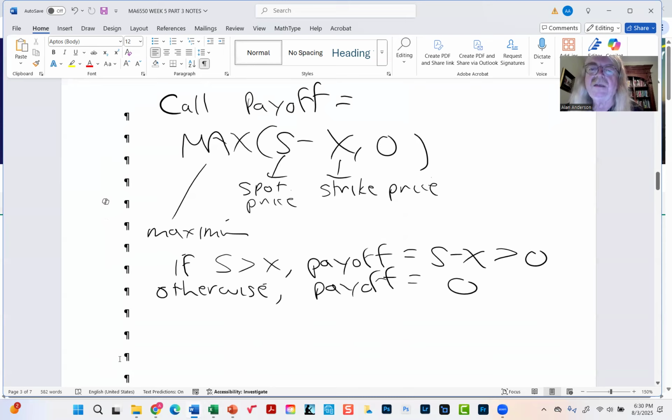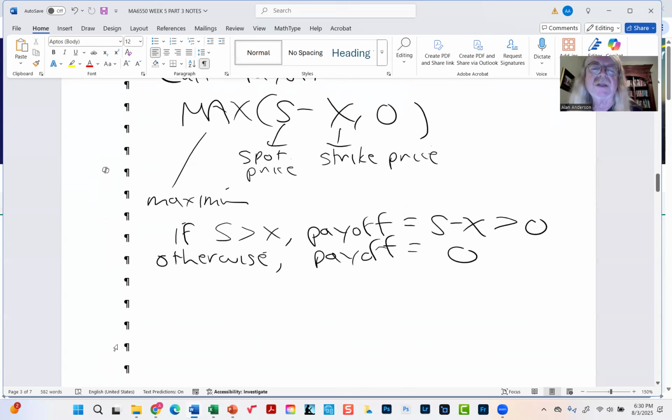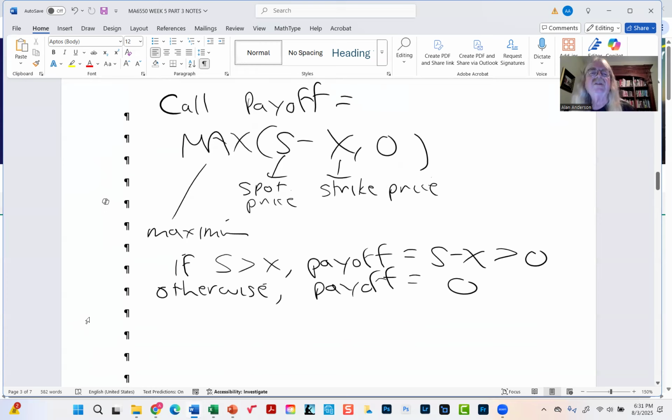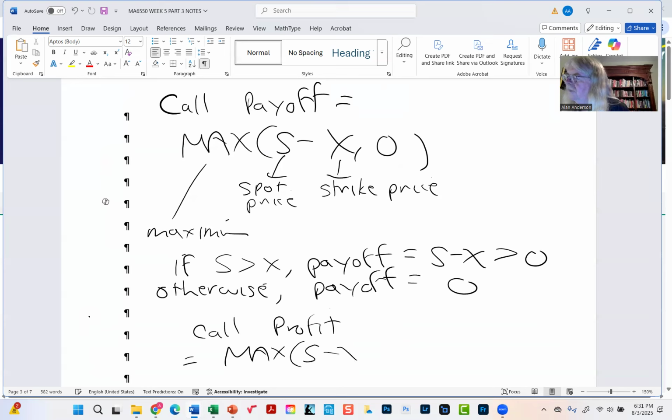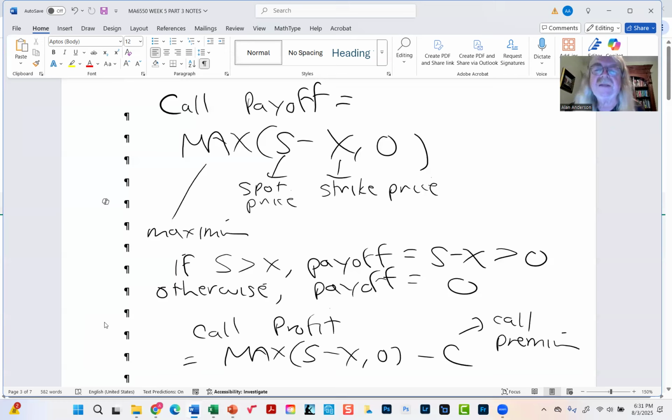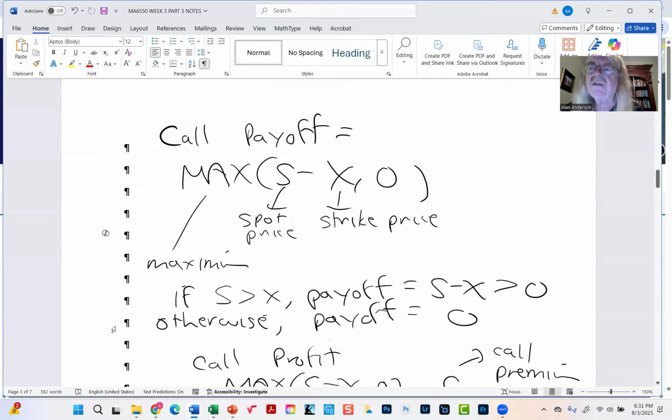Now, there's other ways we could have written it, like as a piecewise function, that kind of thing. But this is the normal way that we express this. And then the profits would simply take that payoff and we subtract the cost of the call. Okay. So payoff is how much we actually put in our pockets as a result of this transaction. The profit takes into account the cost of the option.